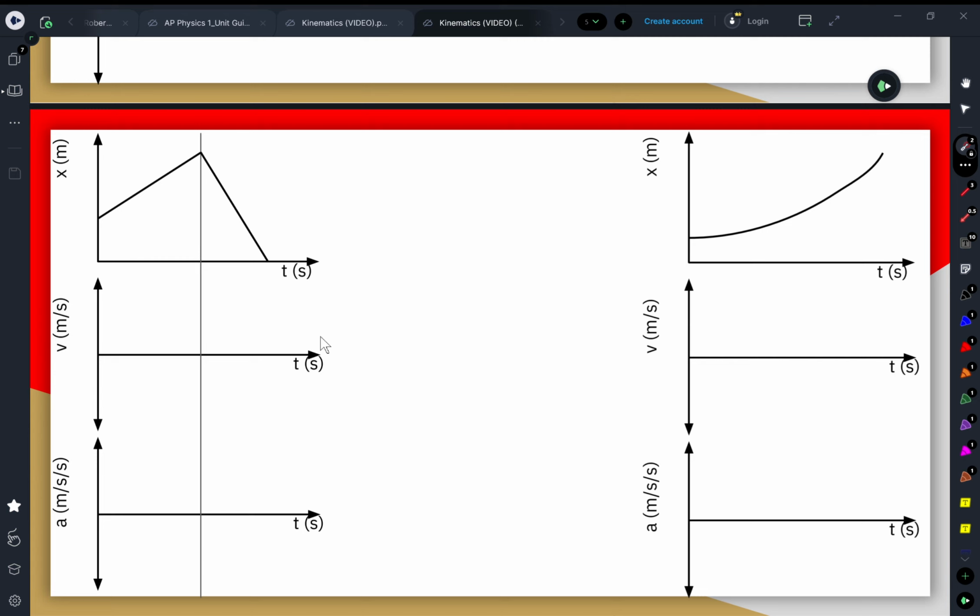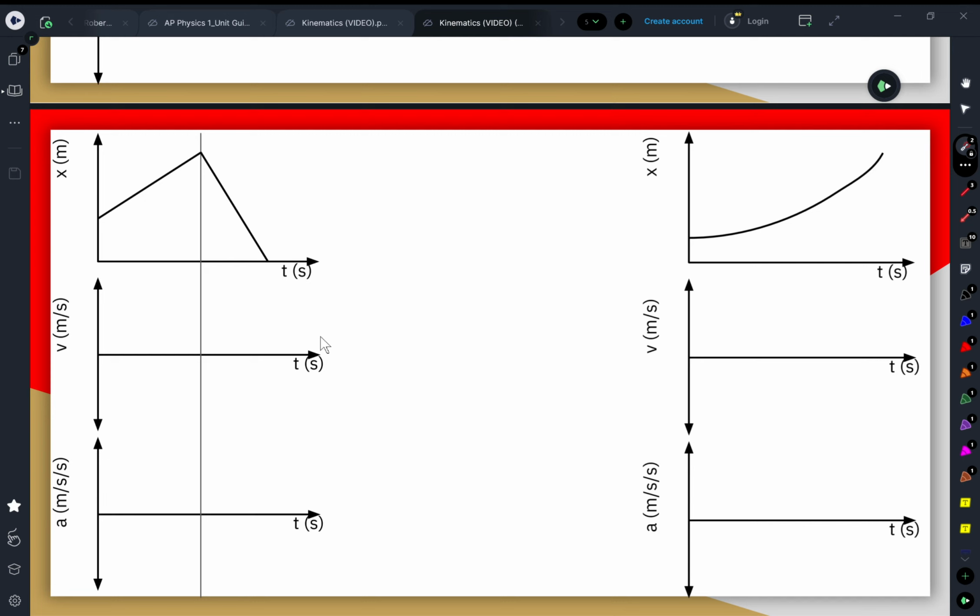Okay, so we have two position time graphs here. The one on the left has two unique slopes, and the one on the right has a continuously changing slope. For both of these position time graphs, we're going to construct the corresponding velocity time graph and acceleration time graph.